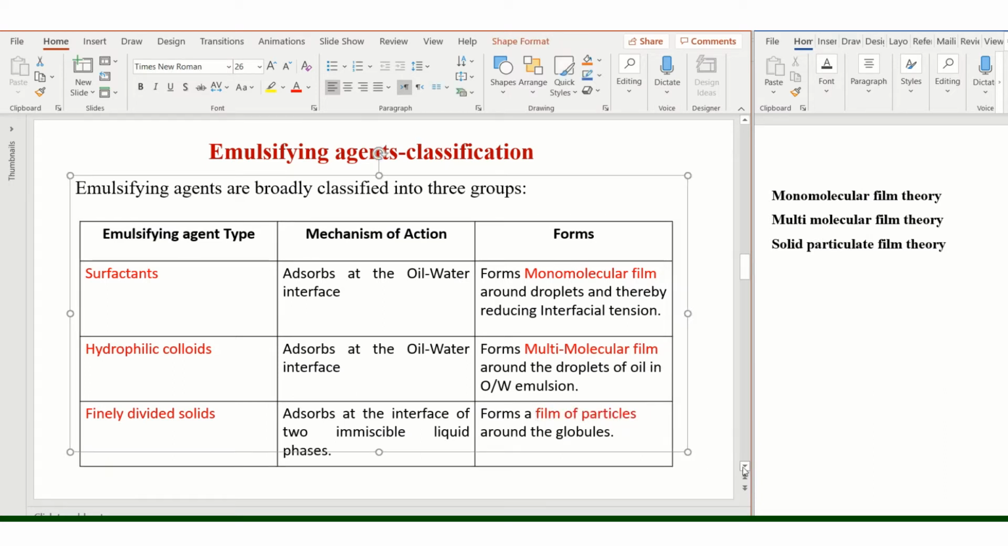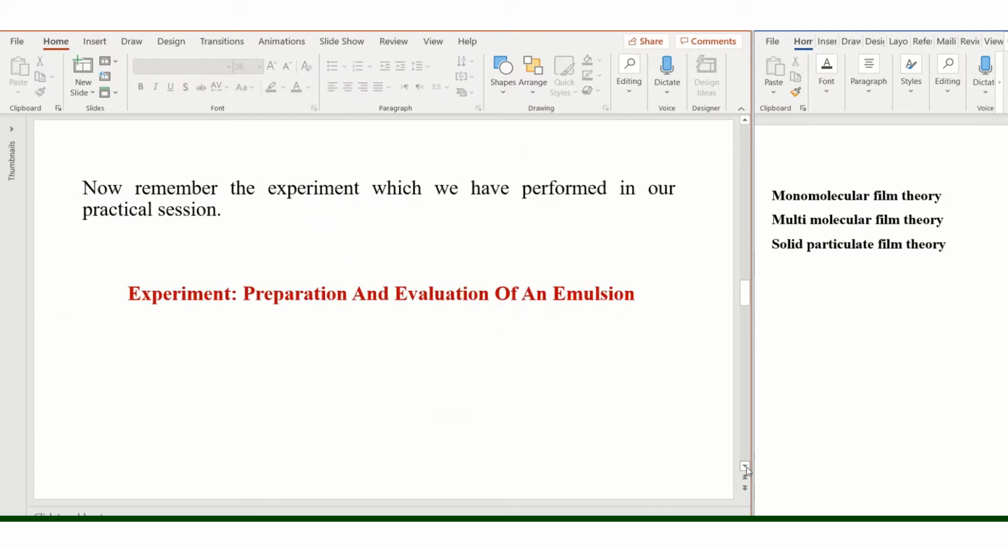Now, you need to actually go through the examples of all these categories. So before we get into the stability considerations, I would like you to remember our experiment, which we have done in our practical session. The experiment is the preparation and evaluation of an emulsion. Hope you remember that.